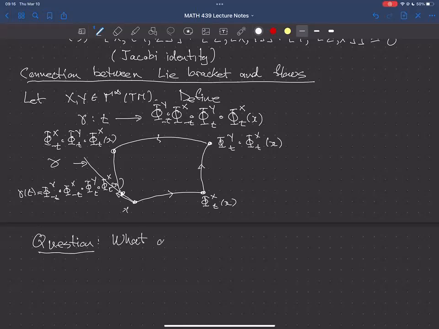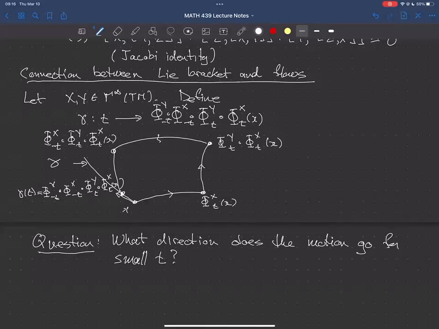What direction does this motion go for small t? Well, what that means is what's the tangent vector to the curve gamma, right? Because that's exactly what the tangent vector to a curve is meant to represent. It represents which direction the curve is going. So your answer should be that it's gamma prime at 0.